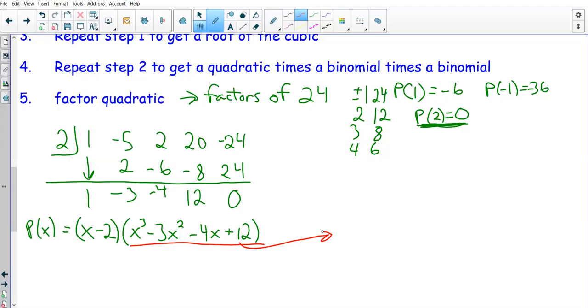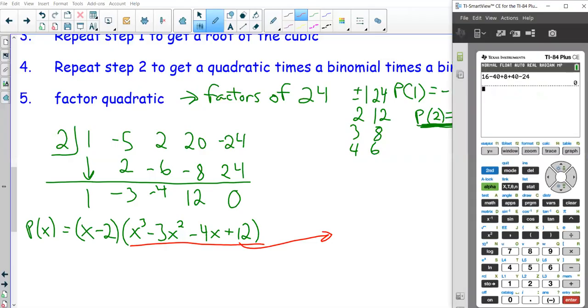I can save myself a little bit of time because I don't have to check. Well, actually, I can't save myself any time. I guess the only thing I don't have to check are factors of 24 because I know for the cubic, I'm looking for factors of 12 here. So let's keep going and let's now try p of -2 and see what we get. See if that's going to be another factor.